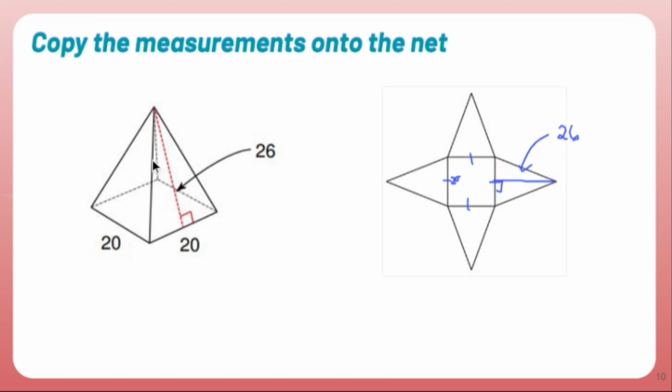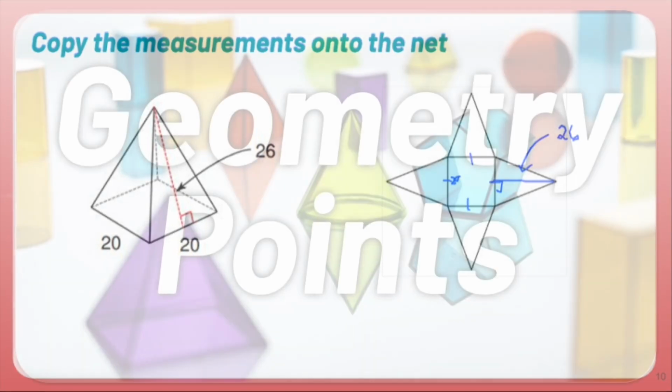That 26 has a name, and it's called slant height. Whenever you have a cone or a pyramid and you're probably being asked to find a volume, the slant height is like the height of the diagonal side of whatever shape you're dealing with. What that looks like flat is the height of a triangle in this case. But that's all I had to do here. Copy the measurements onto the net. Dunzo funzo.